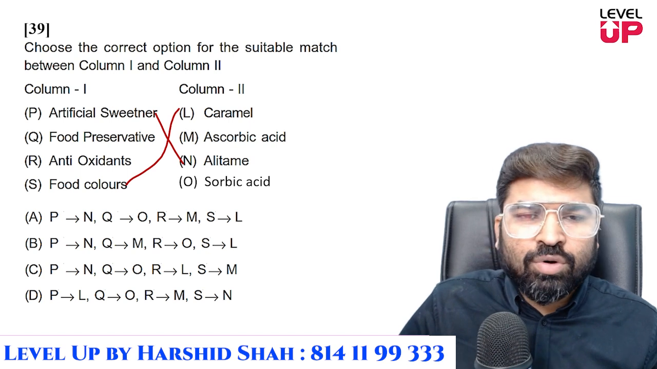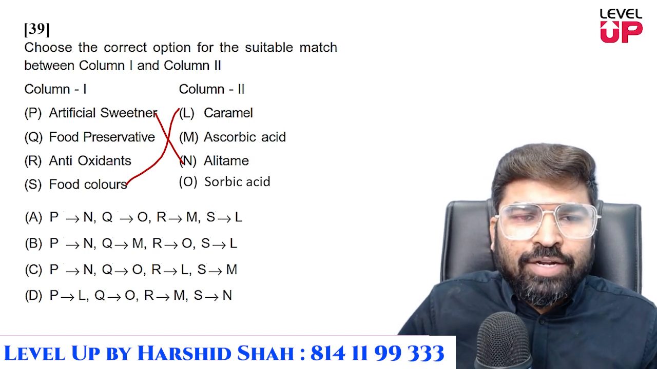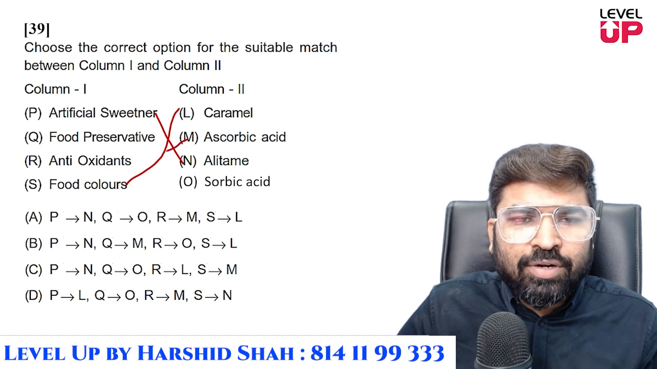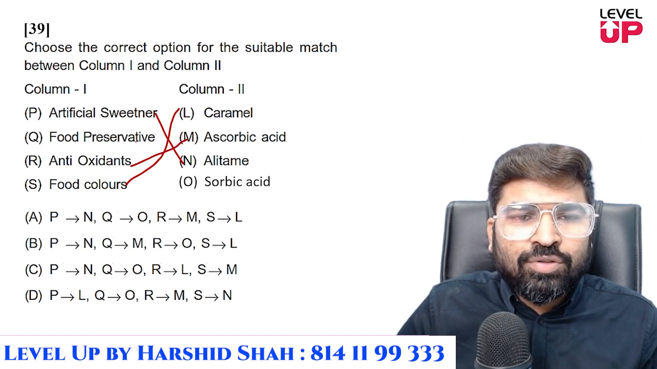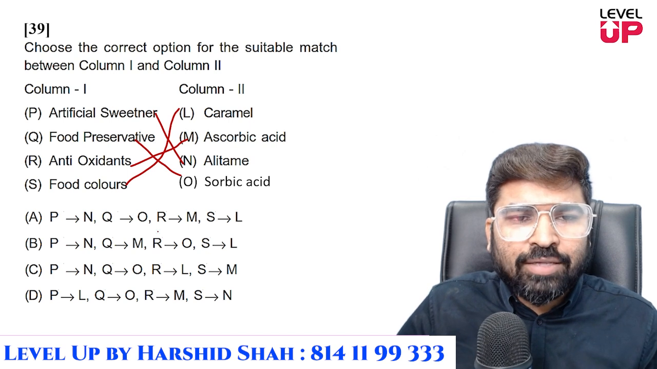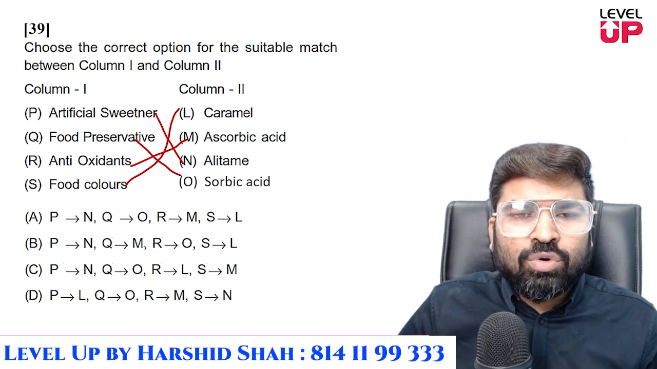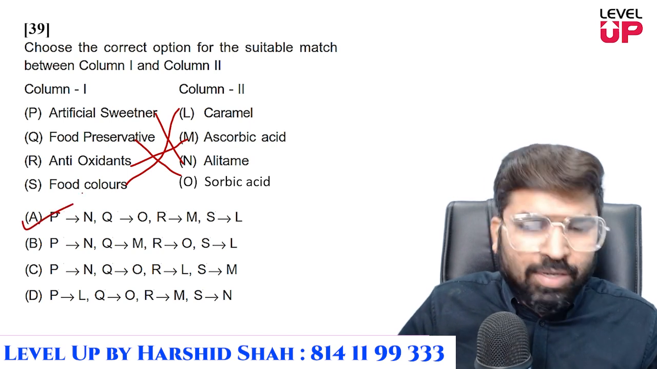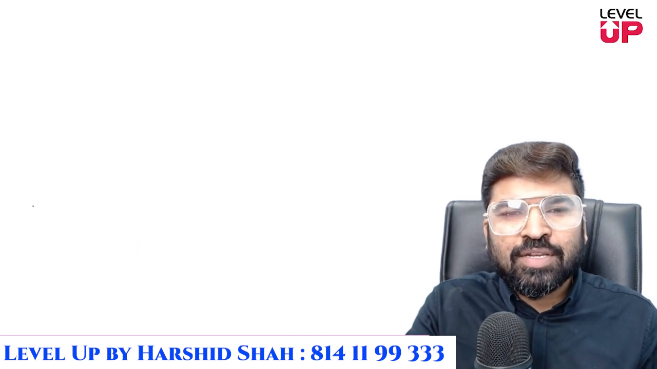नहीं, ओके, Q और R भी डिस्कस करेंगे, ठीक है. एंटीऑक्सीडेंट क्या होने वाला है आपका, ascorbic एसिड, राइट, और फूड प्रिजर्वेटिव क्या होने वाला है, सॉर्बिक एसिड. सो Q इज O एंड R इज M. ऑप्शन आ गया आपका, ऑप्शन ए ही आपका आंसर सही आंसर है.